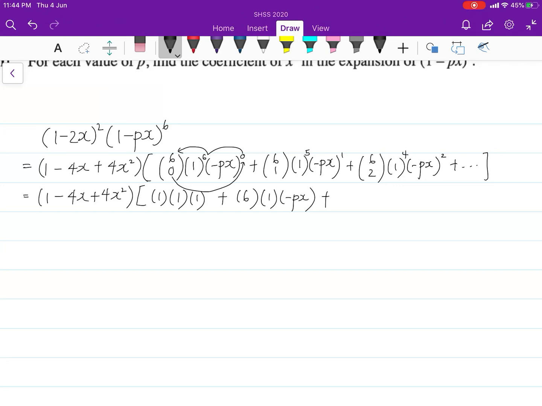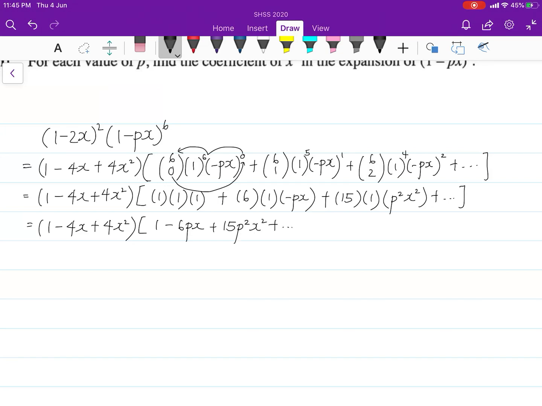Plus, now we need to press calculator. 6C2 is 15 times 1. Minus px, the whole thing squared, is p squared x squared. The negative disappears because negative times negative is positive. Plus dot dot dot. Alright, let's continue to simplify. I have 1 minus 4x plus 4x squared. Now this is actually 1 minus 6px. Now you ask, why is it minus 6px? Because 6 times negative px is negative 6px, plus 15p squared x squared plus dot dot dot.